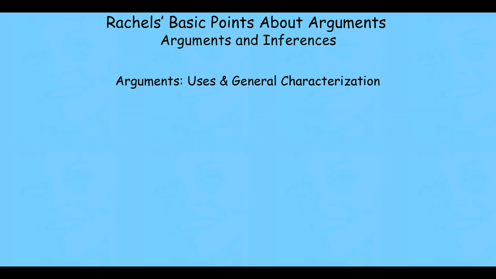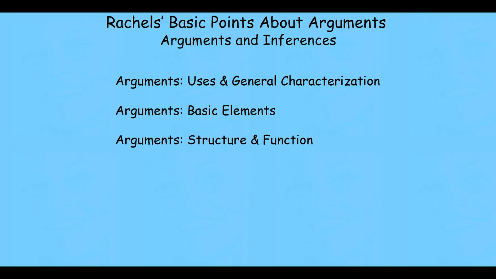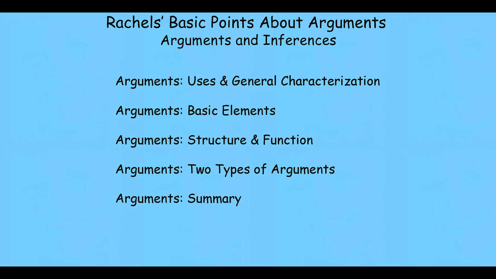We're going to begin by talking about the uses of arguments and give a general characterization of what it is to be an argument. Then we'll take arguments and break them down into their basic elements. How are arguments composed? We'll see how those basic elements are structured and what the overall function of a given argument really is. Then we'll talk about 2 different types of arguments, deductive arguments and inductive arguments. And in doing so, we'll come to understand their relationships to deductive inferences and inductive inferences. And then we'll end this lecture with a summary of that material.